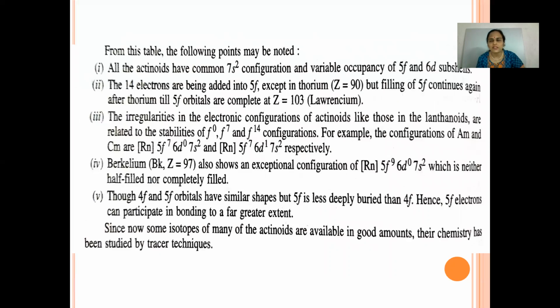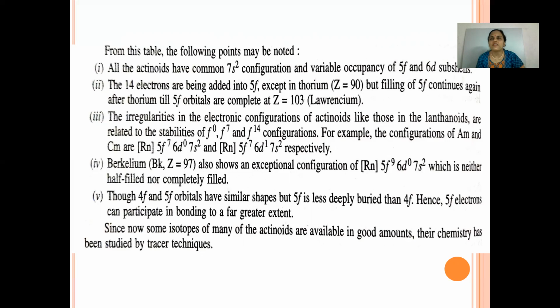From this table, the following points can be noted down. All the actinoids have a common 7s2 configuration and variable occupancy of the 5f and 6d subshells. The 14 electrons are being added into 5f except in thorium, but the filling of 5f continues again after thorium till the 5f orbitals are complete at Z equals 103, lawrencium.